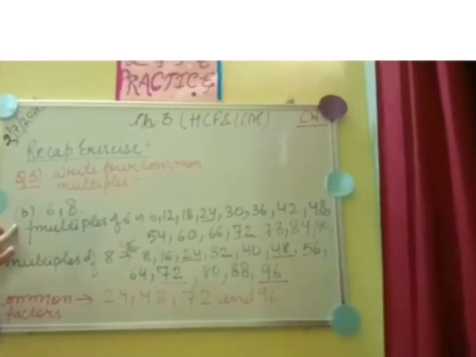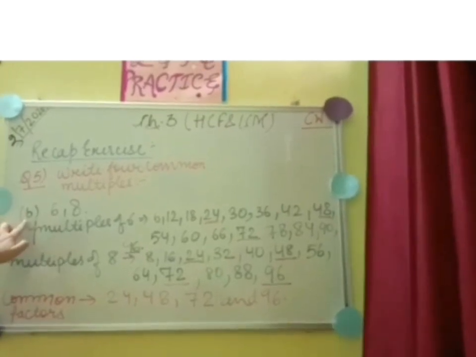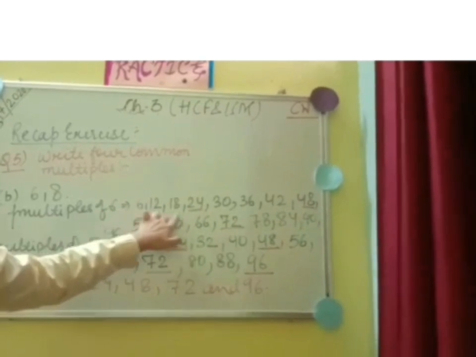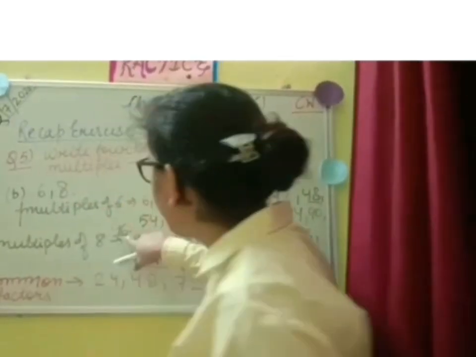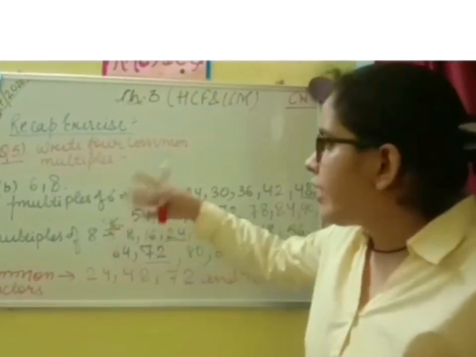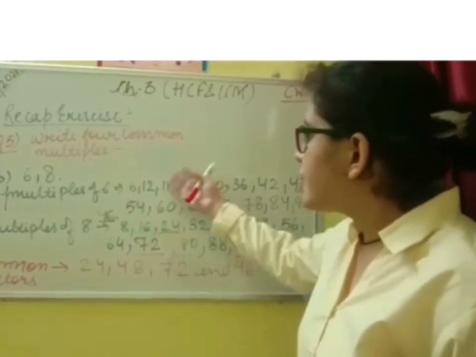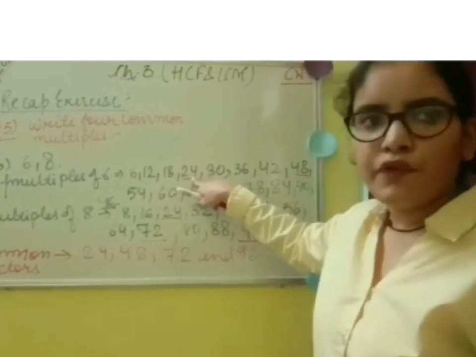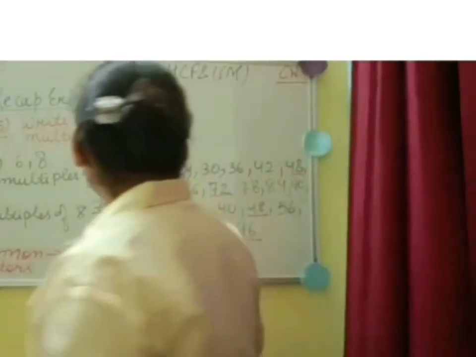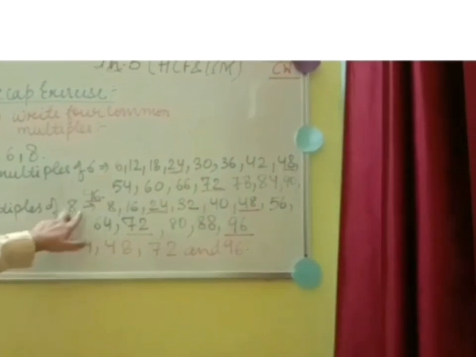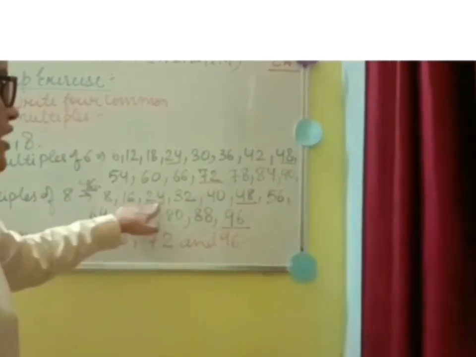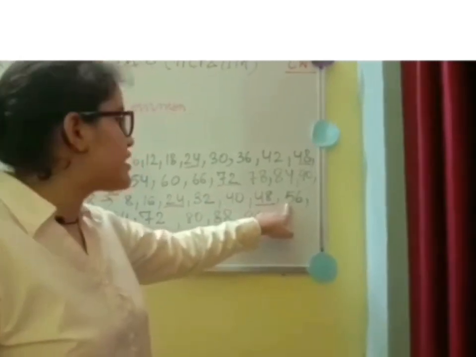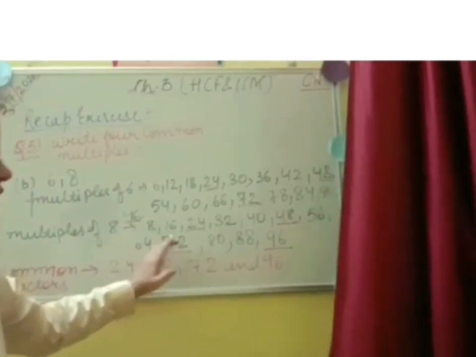So students, now B part of question number 5, 6 and 8. The multiples of 6 I have written. Now you can see how many times I wrote the table of 6, until I found 4 common multiples. If you still don't find them, you have to write more. These are only multiples, that is, 6 into 1, 6 into 2, 6 into 3, 6 into 4, we keep going and we keep getting answers. Similarly multiples of 8: 8 1s are 8, 8 2s are 16, 8 3s are 24, 8 4s are 32, 8 5s are 40, 8 6s are 48, 8 7s are 56, 8 8s are 64, and so on.